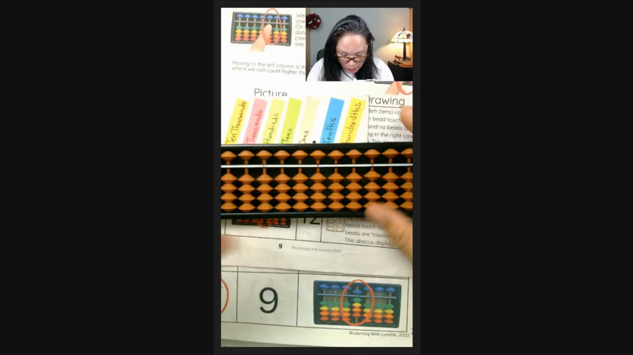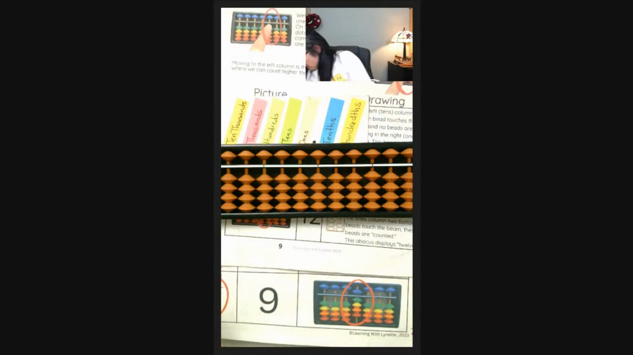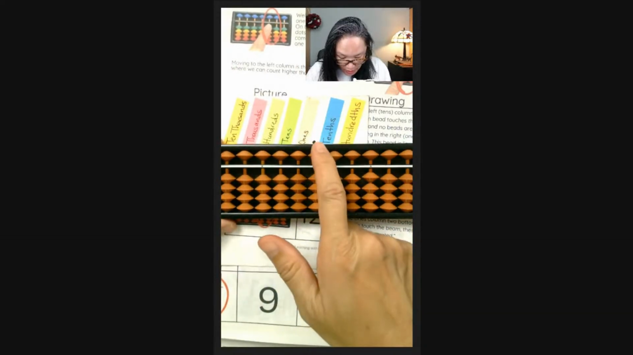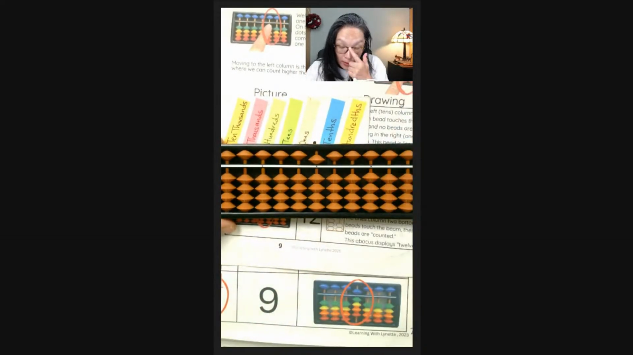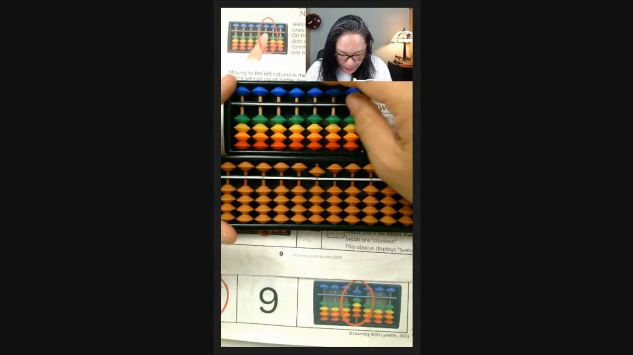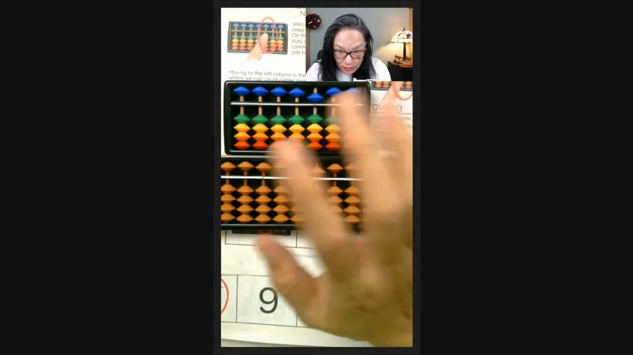But we can add, subtract, multiply and divide. The first thing we're going to do is understand how to read the abacus. It's all about positioning. So if I do this, this is 5. Just like this, if I line it up, it's 5. The colors here mean nothing.